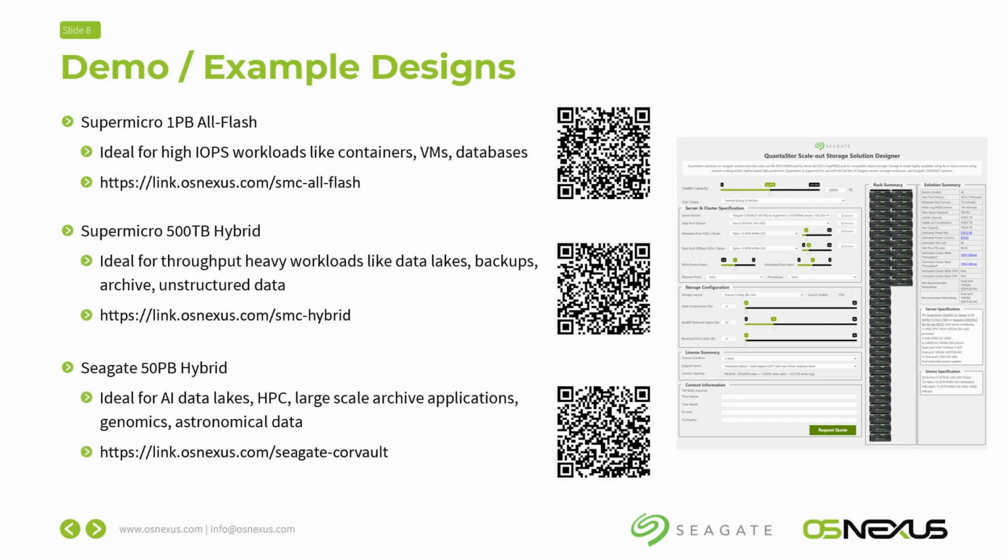The second one is going to be more for Veeam backups, an object store for Veeam backups, where you might need 500 terabytes of hybrid. So it's going to be hard drives that are accelerated with some amount of NVMe. And then the last one, we're going to look at a sort of mega, a big config, 50 petabytes using the Seagate Core Vaults, which are these units here.